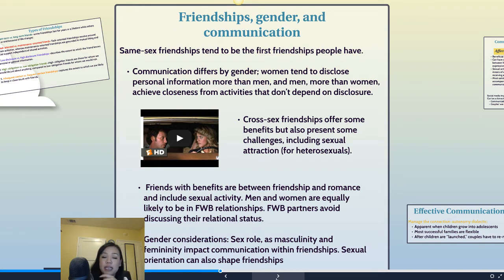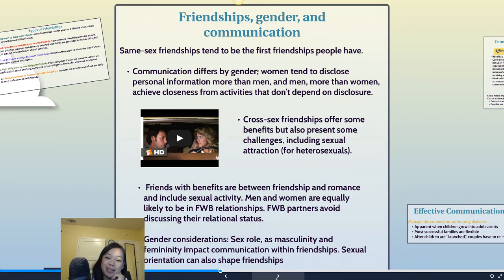So women tend to, on average, disclose more personal information. Men, like we talked about before, really aren't interested in that verbal disclosure. They're more interested in activities and sharing in activities. Your book also talks about cross-sex friendships, also known as FWB, sometimes friends with benefits.